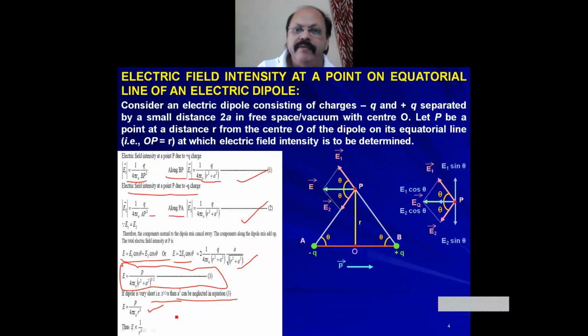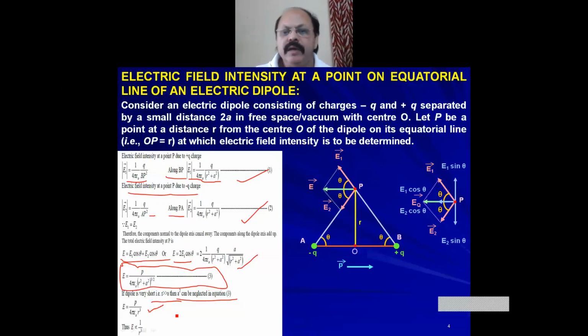Now you have derived the formula for axial line, that is E equals 2P upon 4 pi epsilon naught R cube. And in case of the equatorial line, it is E equals P upon 4 pi epsilon naught R cube. So you can also find out a relation between E axial and E equatorial. So E axial is basically equal to twice of E equatorial when the dipole is very small.